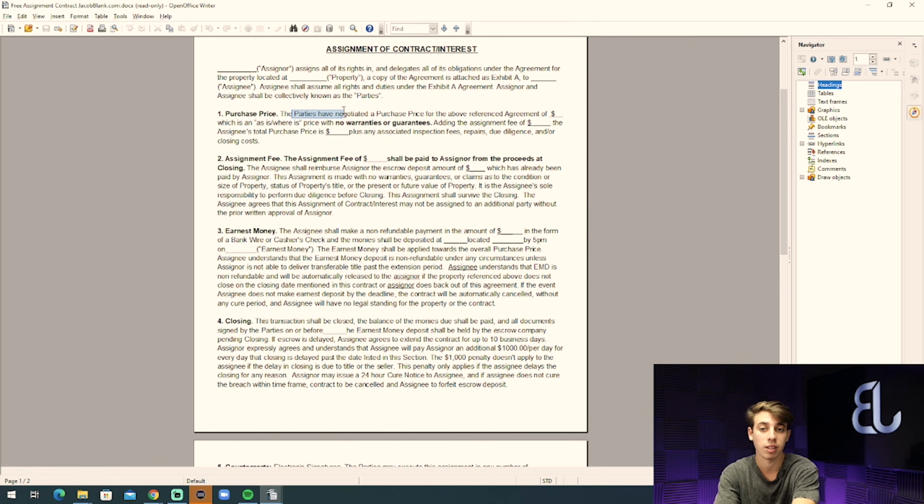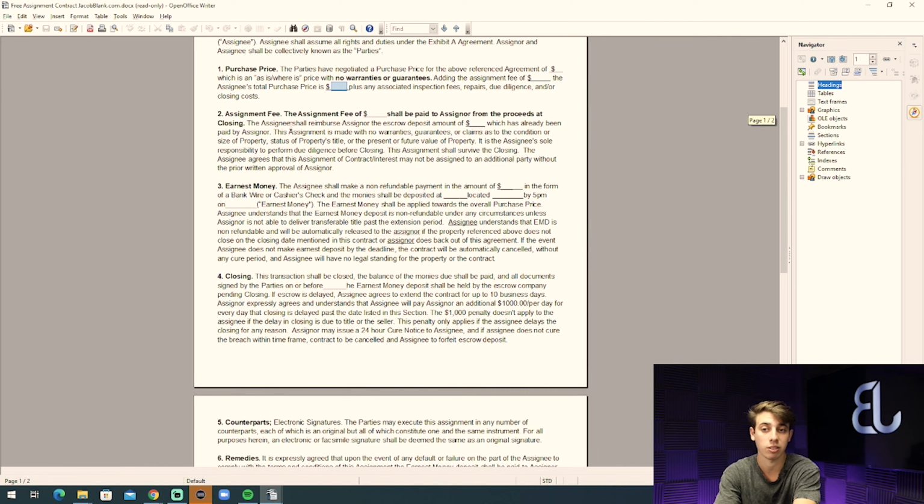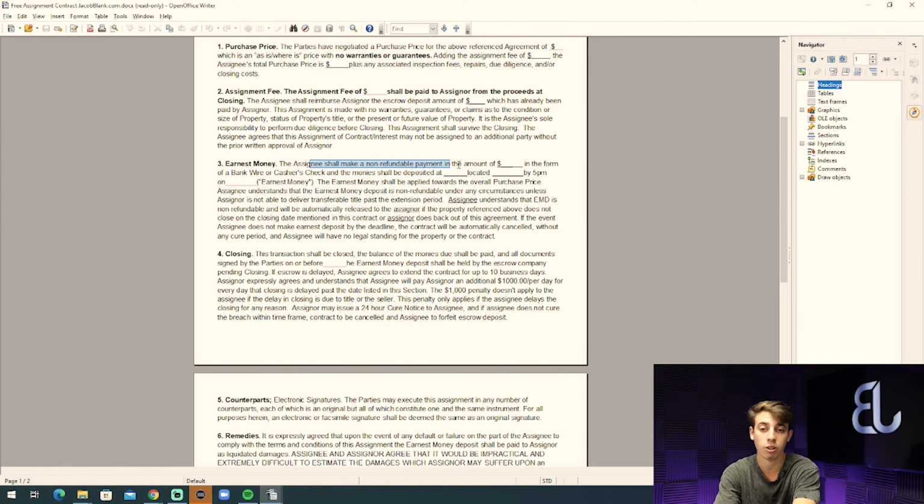Now, purchase price. This is where you're going to go ahead and put in the price that the buyer is paying for the property. And this price has no warranties, no guarantees, right? We're not making any guarantees to the buyer. You know, they have to do their own diligence. Assignment fee. This is what we will be making at closing. Earnest money. This is how much earnest money you want the assignee to deposit.